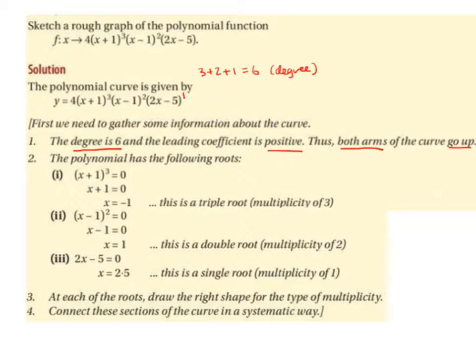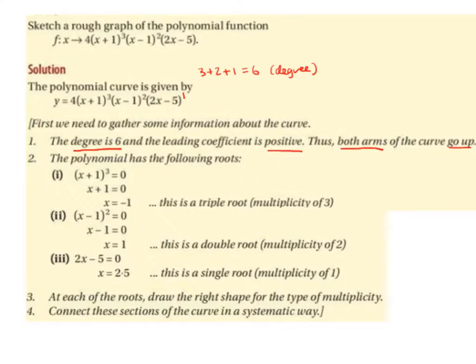Then we take our second factor, which is (x minus 1) squared, and we let that equal to 0. So the squared comes over to the other side and becomes the square root. The square root of 0 is 0. So we end up with x minus 1 is equal to 0, so x is equal to positive 1. This is a double root with a multiplicity of 2, because we have it to the power of 2.